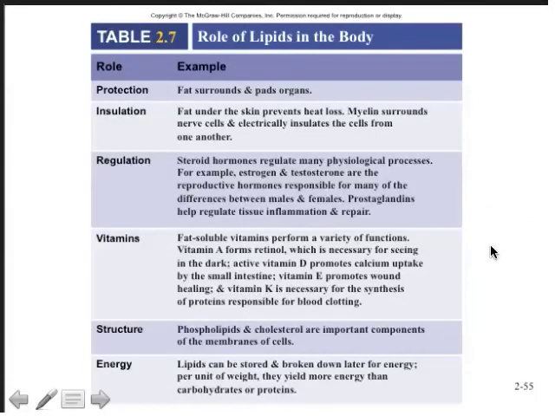So this is just a table showing you the role of lipids in the body. They're important in protection, in the context of fat, which surrounds and pads the organs. They also serve to insulate the organs. The fat under the skin prevents heat loss. Myelin surrounds nerve cells and prevents electrical signals from leaking away from their targets.